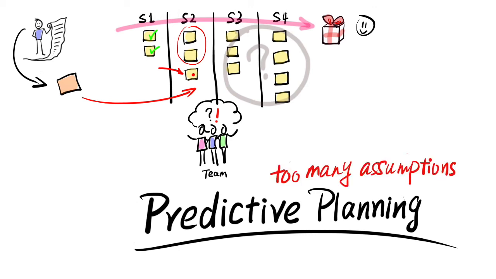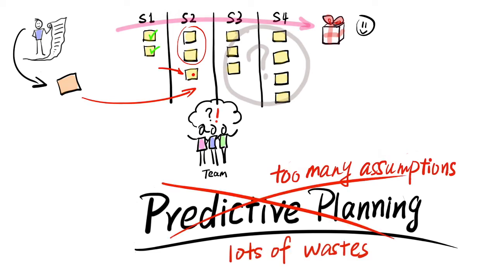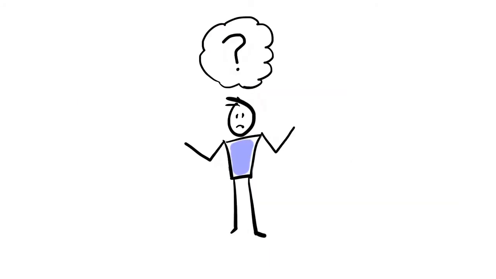Like what are the features the customer will love, how many things the team can complete in one iteration, or how complex the solution is. If along the way any of those assumptions are not true, they will have to change their plan. So it is not a good idea to make a big plan up front. It will cause many unnecessary wastes. So how can we do it better?